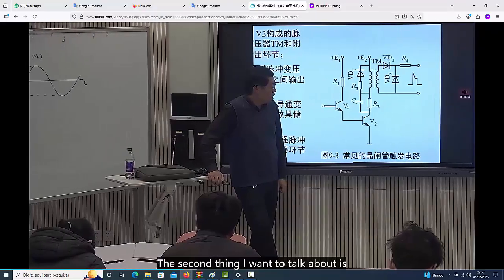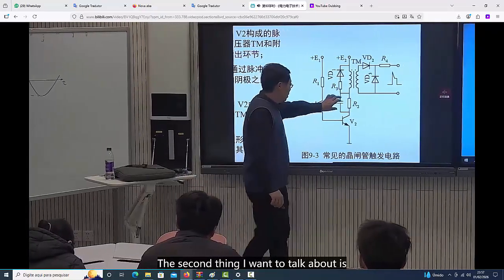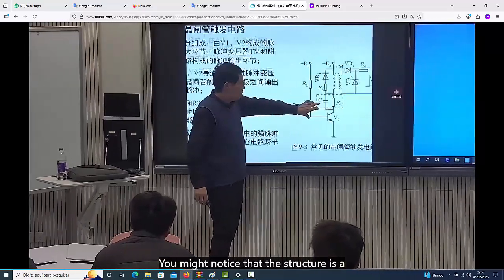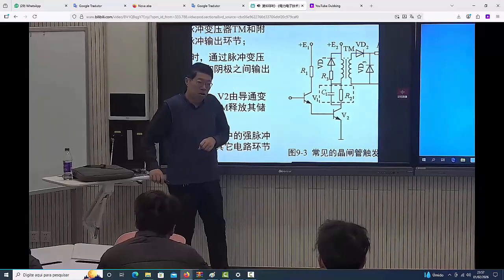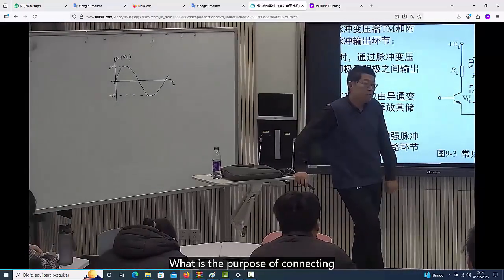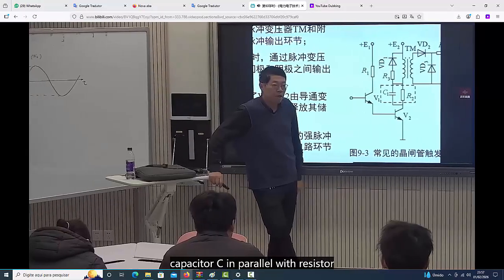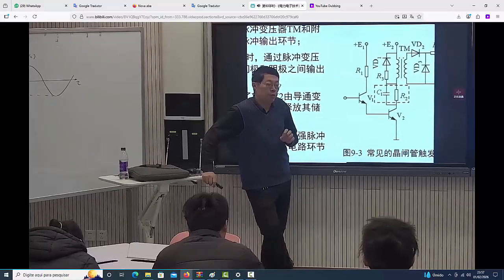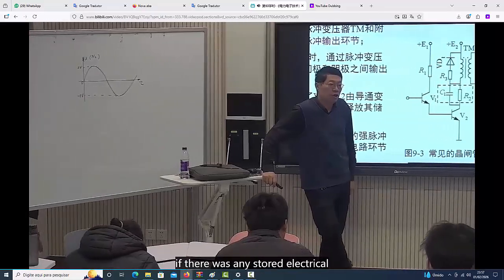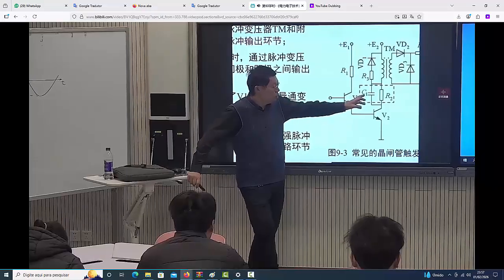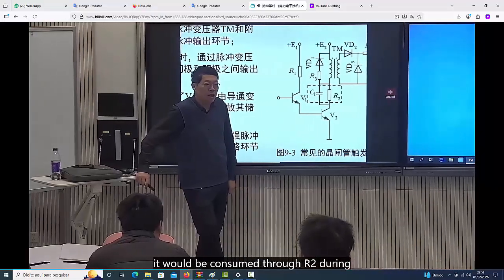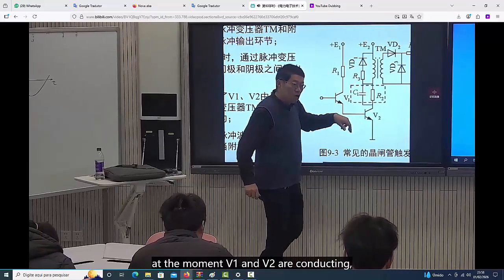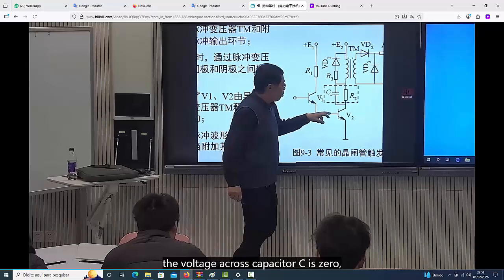The second thing I want to talk about is this R2 and C1. You might notice that the structure is a bit strange. What is the purpose of connecting capacitor C in parallel with resistor R2? Consider that when V1 and V2 are not conducting, i.e. during the step pulse, if there was any stored electrical energy in C1, it would be consumed through R2 during this process. Therefore, at the moment V1 and V2 are conducting, the voltage across capacitor C is zero, indicating no stored energy.